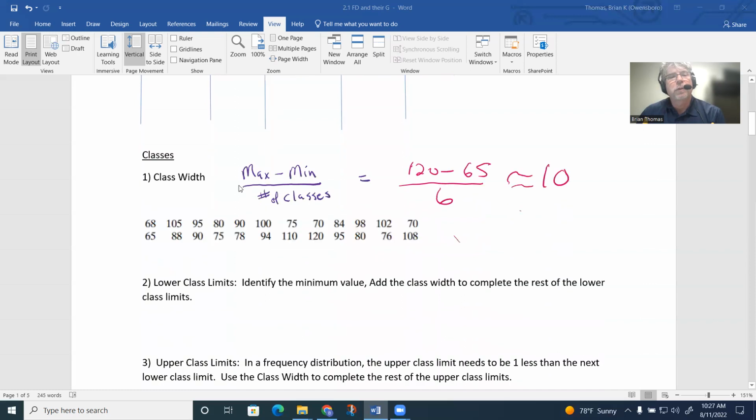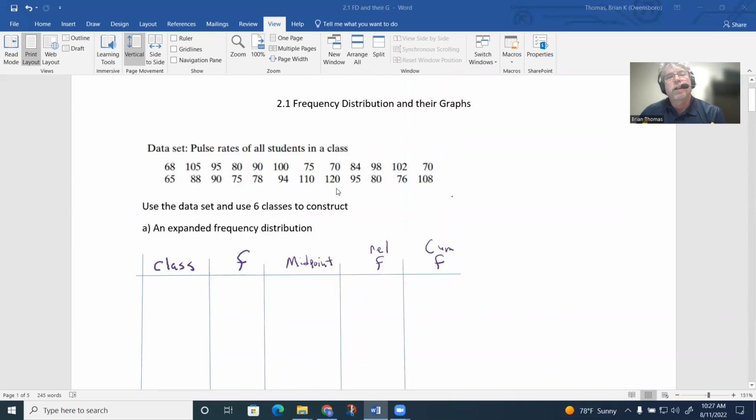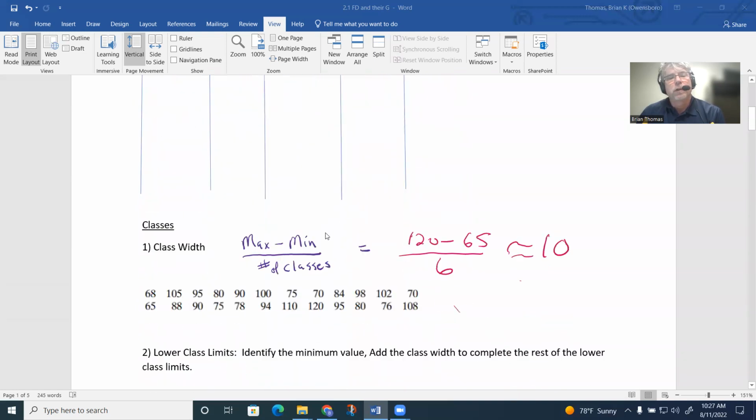In doing so, the first thing we had to do is find the class width. Recall the class width was looking at the data. The largest piece of data was the 120. The smallest piece of data was this pulse rate of 65. And we divided by the number of classes, which was given to us. They wanted to divide it into 6 classes.